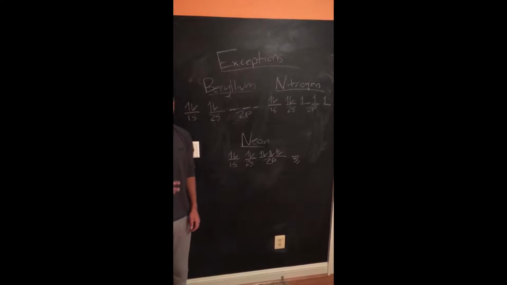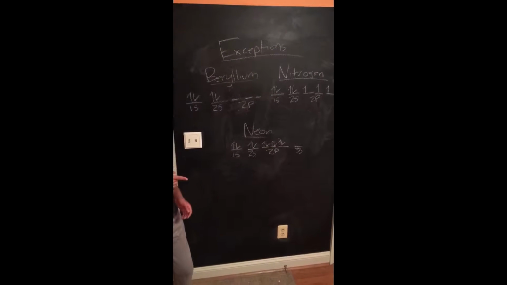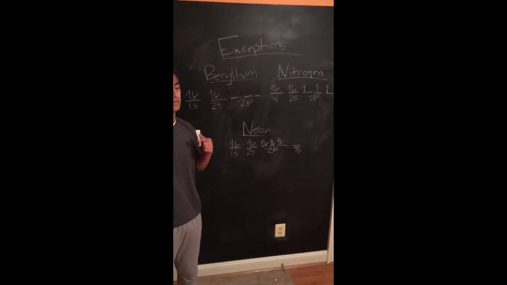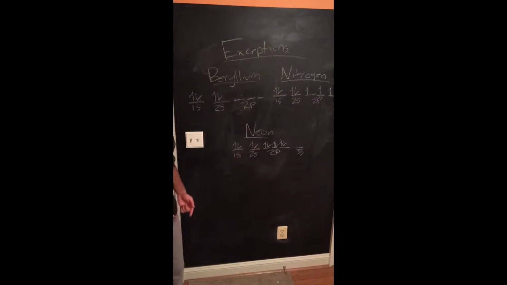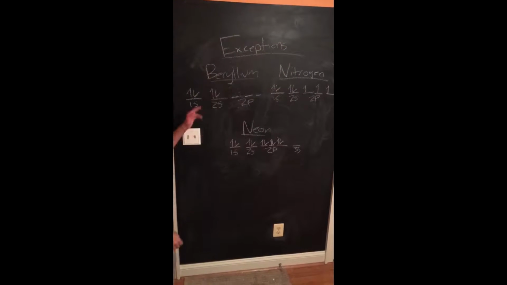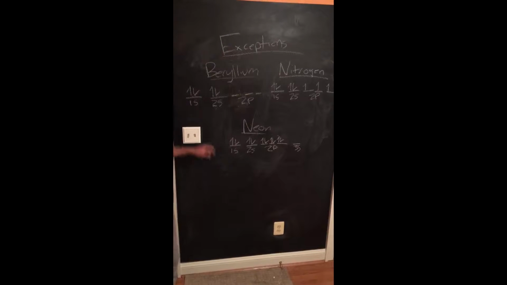Alright, typically when talking about electron affinity, as you go across the board, elements tend to give off more energy as electrons are added. However, there are 3 exceptions to this: beryllium, nitrogen, and neon.